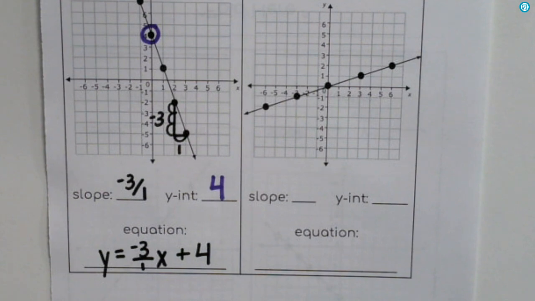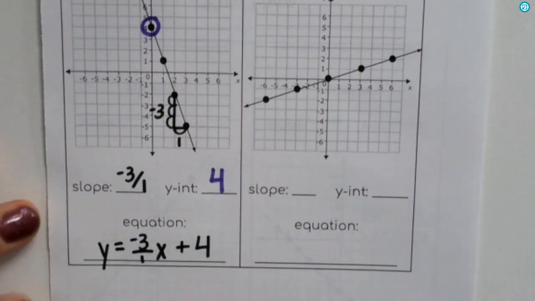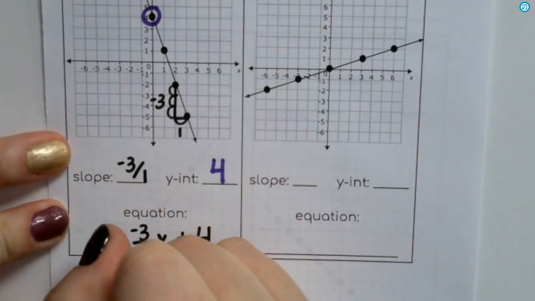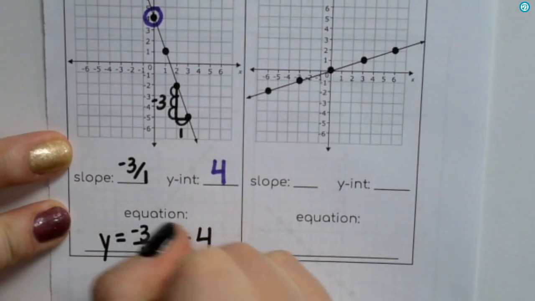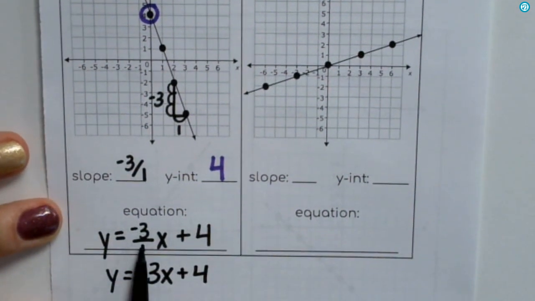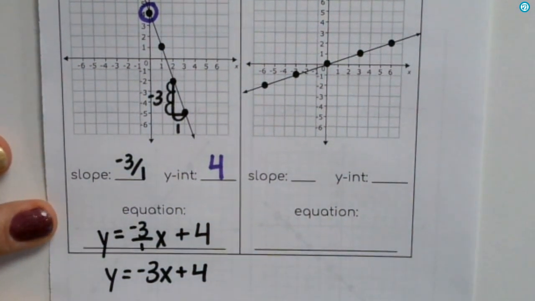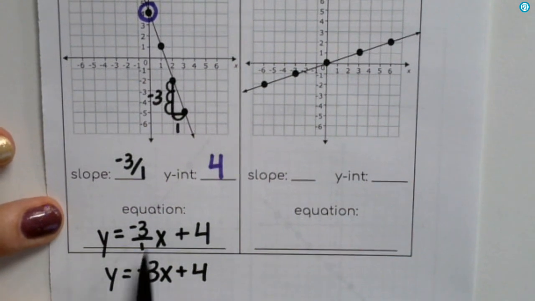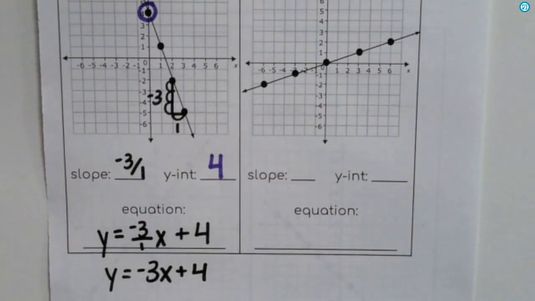And x plus b. Okay, one other thing that I want to mention. This would also be correct. Y equals -3x plus 4. Just like we can add in the imaginary ones, we can take them out. Okay, so both of those are correct. Any questions about that first example?